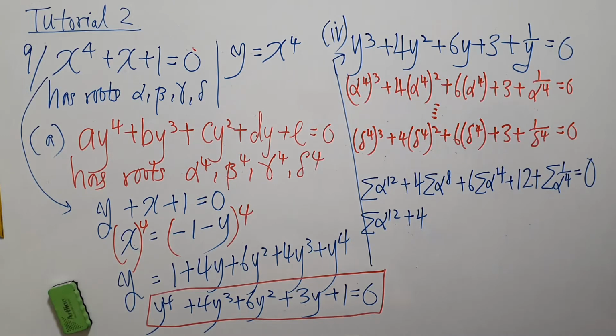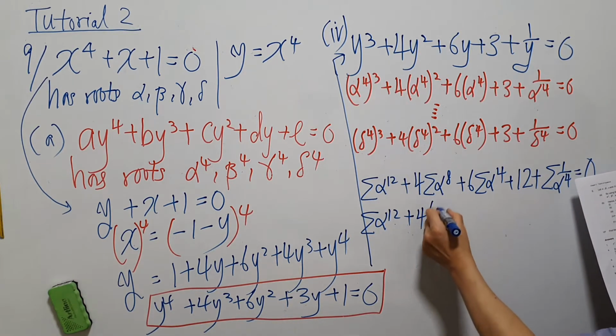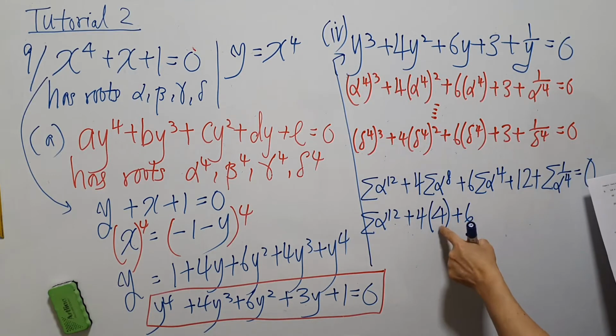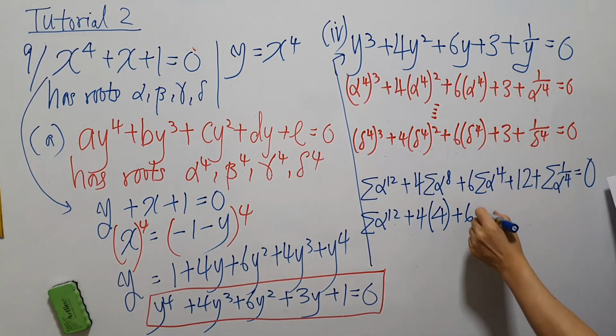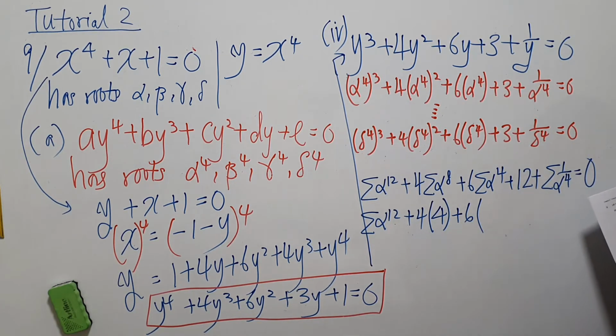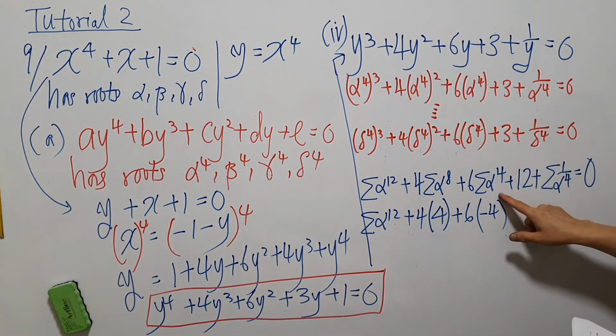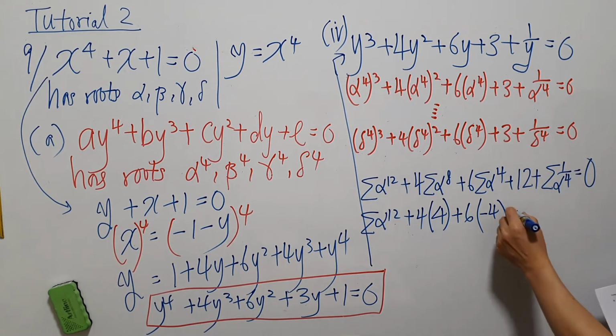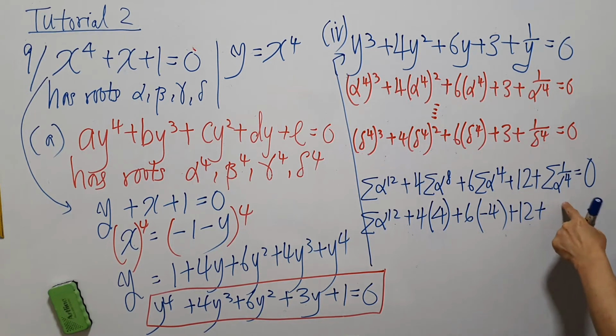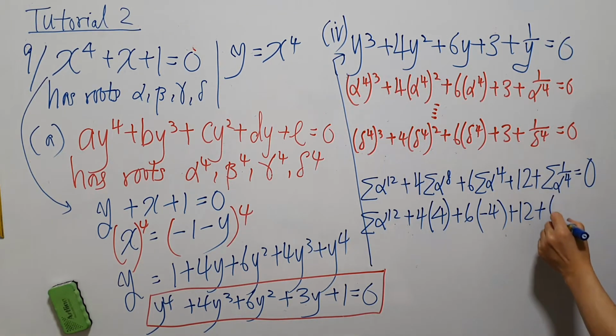The summation of power 8 is from 9b part 2. We found that this was 4 just now. Then summation of alpha to the power of 4 is equal to minus 4. This one is from 9b part 1. Then plus 12, plus the sum of the reciprocal, which is part 3 of number 9, and this is minus 3.